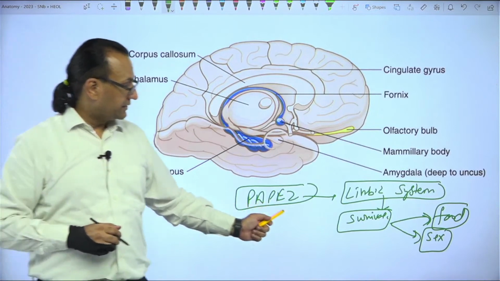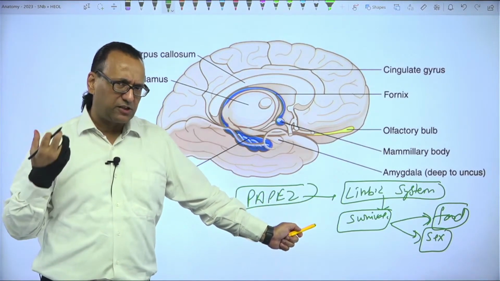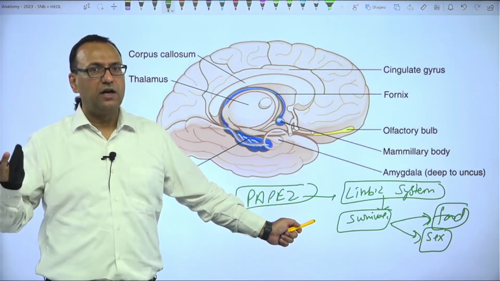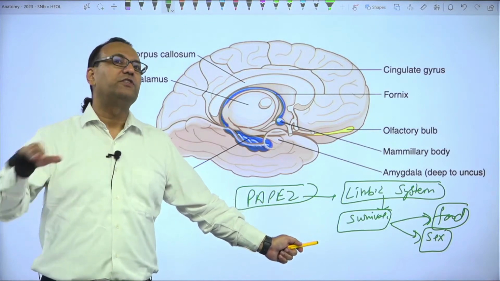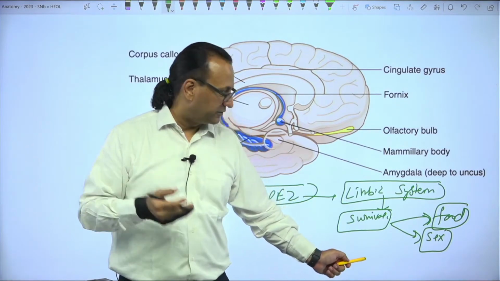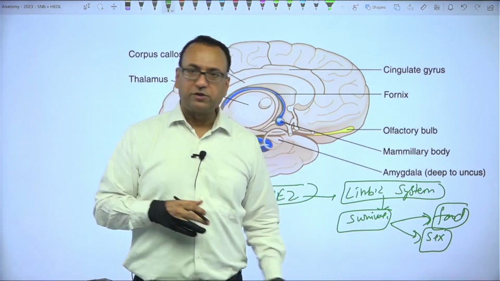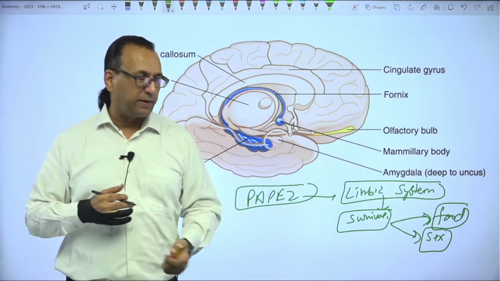So Papez circuit is limbic system. Limbic system is very old in evolution. Even animals will have very strong limbic system, like humans are animals, sophisticated animals. They also search for food and sex, but sophistication is there. Some are not sophisticated, some are sophisticated. So it is about survival, and you survive by having food, and then you perpetuate your species by having sex.